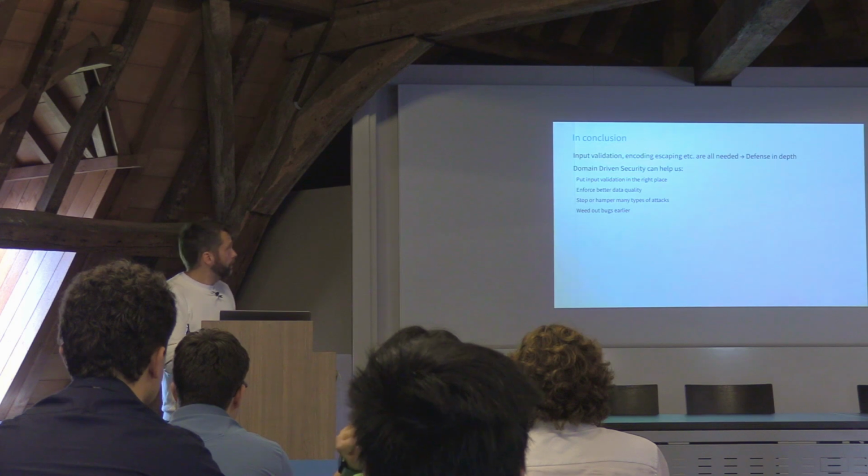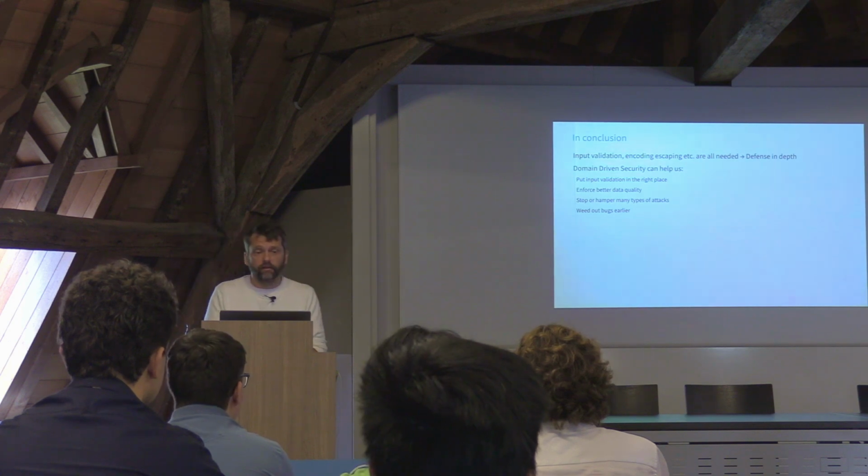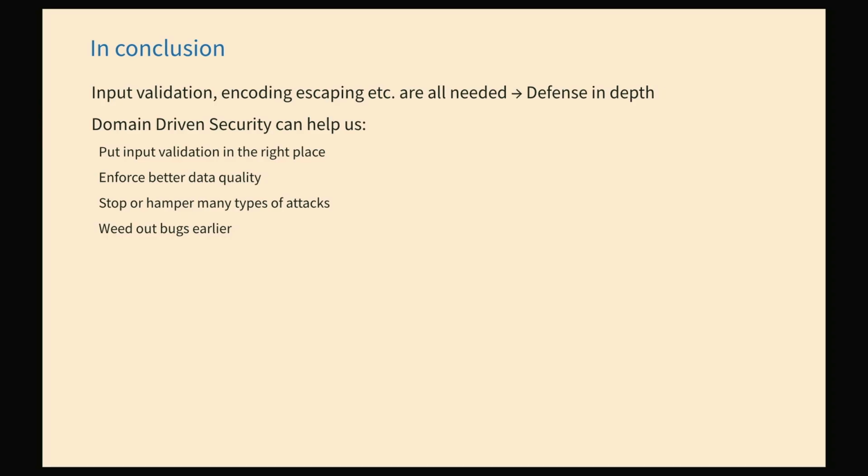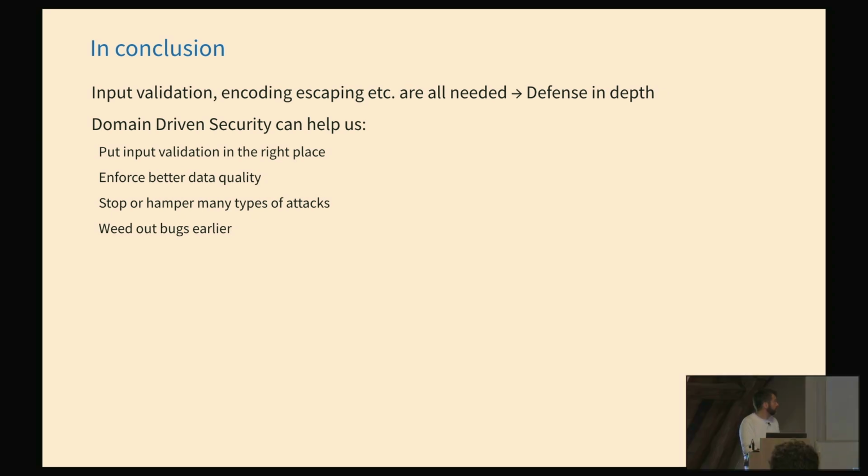So wrapping up, in conclusion, I think domain-driven security is a big help. We need input validation, encoding, escaping, and all those kinds of things. We can't just do input validation, and we shouldn't just do encoding and escaping, because a username should not be 2 gigabytes, so we need input validation, and we need encoding and escaping to handle the cases where we have these quotes and things that are valid for the data, but that can cause trouble for us for security reasons. And then using domain-driven security, we know where to put that input validation.